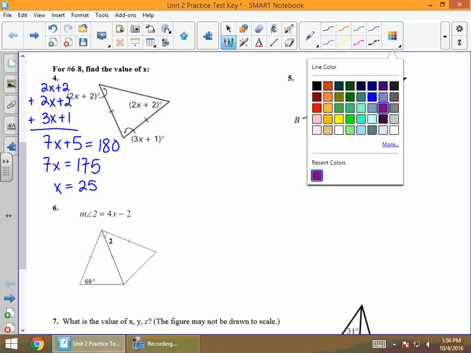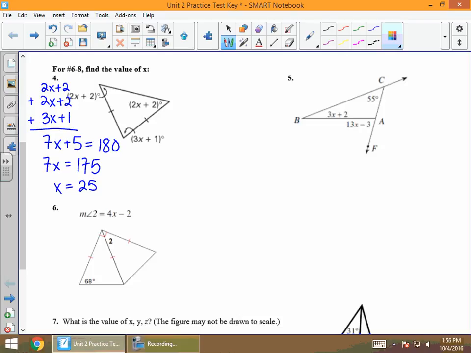For number 5, this is an exterior angle, so angle BAF. If you look at BAF, it is not inside the triangle, it is outside of the triangle. We call that an exterior angle. So this is exterior. And we know that the exterior angle is equal to the sum of the remote interiors. So this is a remote interior, and this is a remote interior. So 13x minus 3 has to equal the 2 remote interiors added together. So 3x plus 2 plus 55.